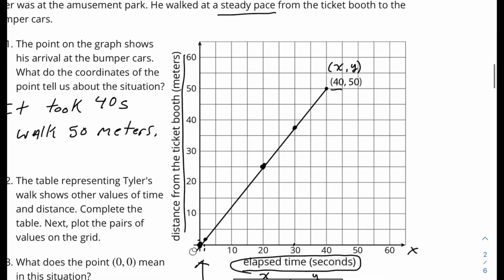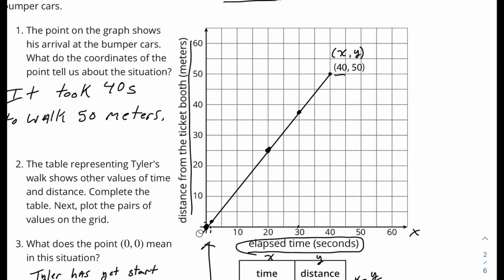So originally it took him 40 seconds to go to the 50 meters. Well, if he gets there in half the time, our x value, instead of being 40, will change to 20. But the distance to the bumper cars does not change. So I'm going to put the point 20, 50 on our grid. Here's 20, 50. It took him half the amount of time to go that same 50 meters. It would still be a proportional relationship. It would be a straight line, but our rate that he's walking will be a lot faster.